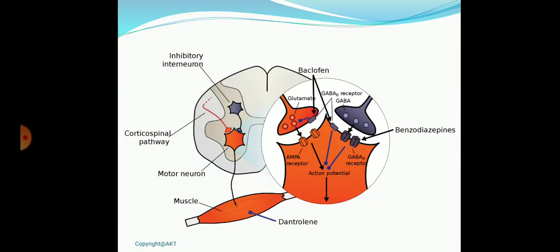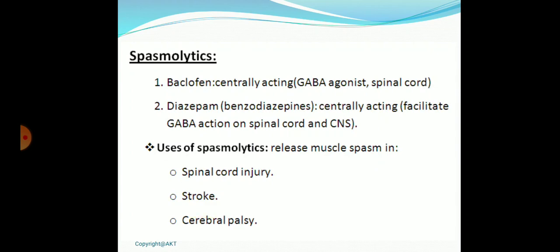stroke, cerebral palsy, etc. They are used as spasmolytics to reduce or prevent spasm, or relieve the muscle spasm associated with spinal cord injury, stroke and cerebral palsy. Don't mention it is used for spinal cord injury, stroke and cerebral palsy. It is used to relieve muscle spasm associated with spinal cord injury, stroke and cerebral palsy.